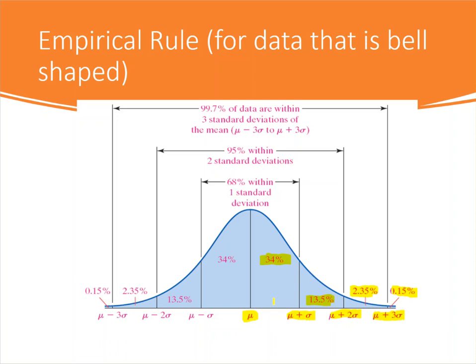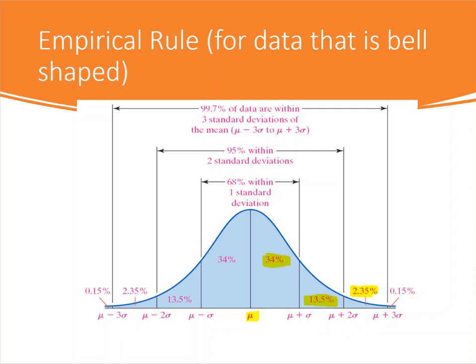So if I wanted to talk about how much of my data is falling between the mean and 1 standard deviation, that entails 34% of my total data. And then if I wanted to move even further out, if I wanted to talk about the data falling in between 1 and 2 standard deviations, that should be approximately 13.5% of my data, and then you can keep going. So I hope you understand the way that's being written.